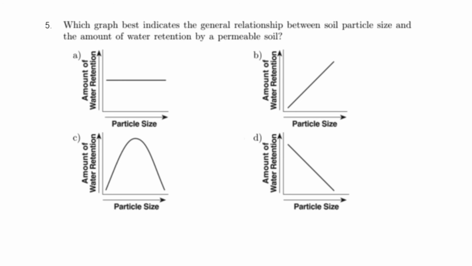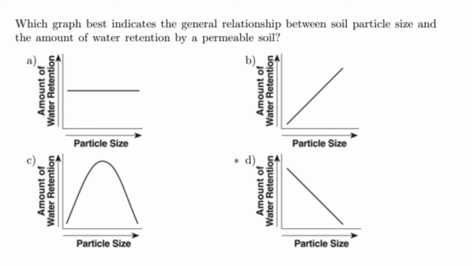Go ahead and pause this video and try question number 5. Which graph best indicates the general relationship between soil particle size and the amount of water retention by a permeable soil? Remember, permeable is another word for permeability, the ability of water to flow through soil. So we're thinking about how particle size affects the amount of water retention. The correct answer is D.